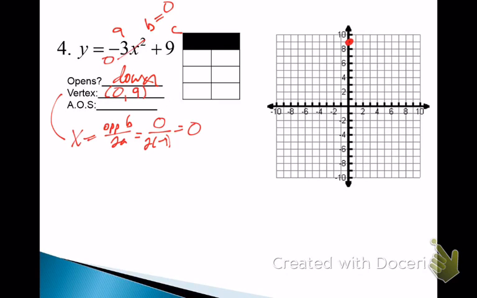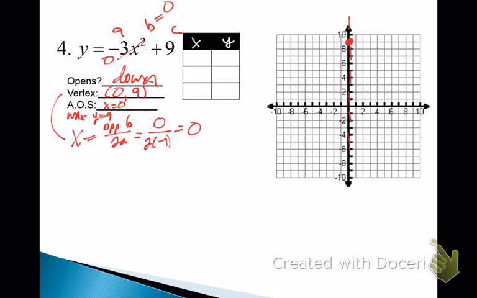The parabola is going to open down. So the axis of symmetry is just going to be along the y-axis. So the axis of symmetry is going to be x equals 0. Now, because it opens down, it's going to have a maximum value, and that maximum value is going to be at 9. Okay? So we have some pretty good ideas of what this thing's going to look like. We just need to pick some points and then draw them out.